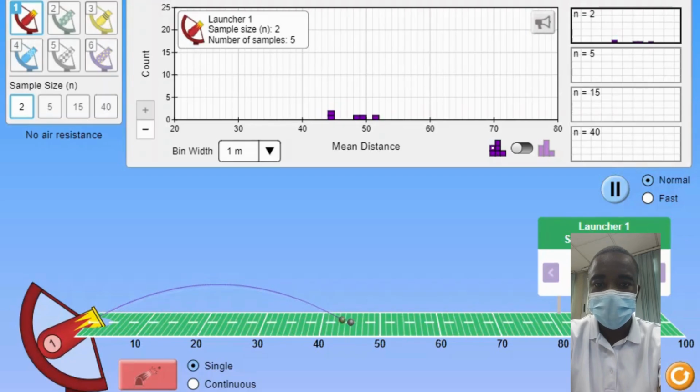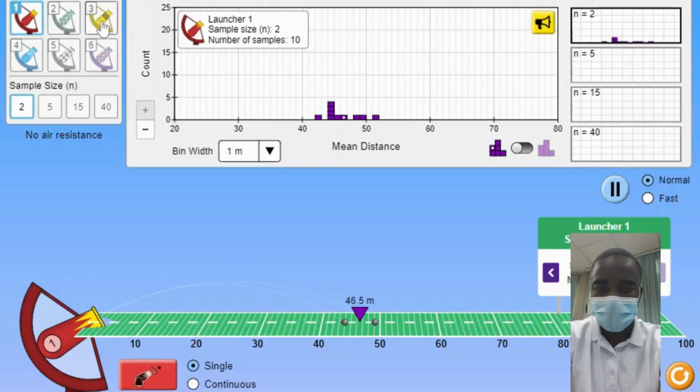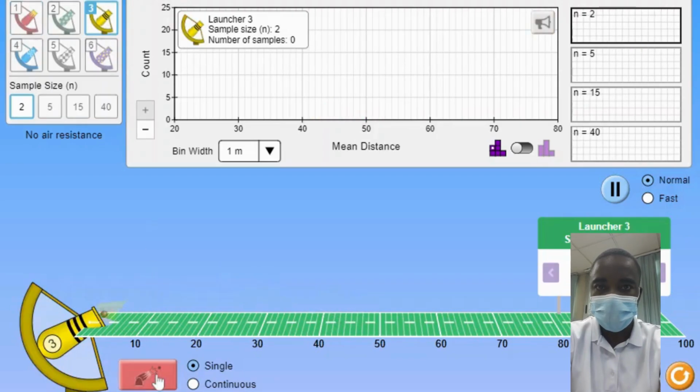The projectile sampling distribution simulation is built around the concept of launching projectiles with adjustable parameters such as launch angle, initial velocity, and air resistance. Students can input different values for these parameters and observe the resulting trajectories and landing points of the projectiles. The simulation then collects data on these landing points, creating a distribution of outcomes.